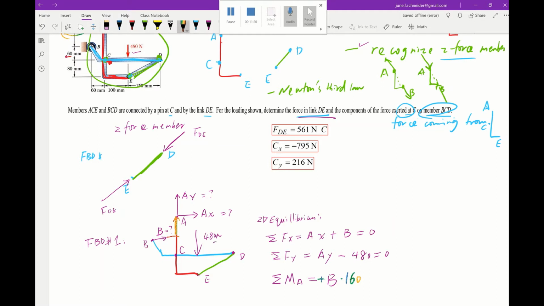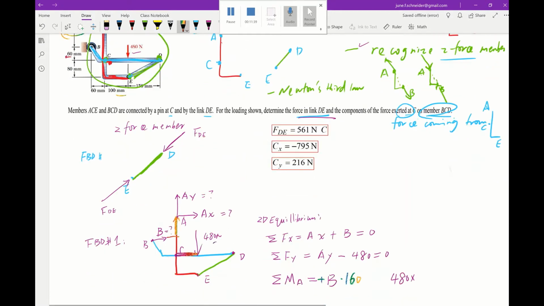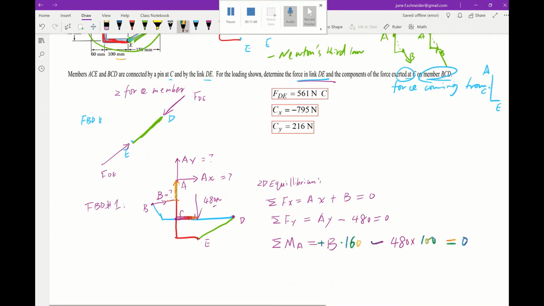Now let's look at 480. Our 480 has its own moment arm as well. And that 480 rotating about A, the moment arm distance will give us 100. And that's a clockwise rotation, so it's going to be minus. That equals 0. So you can go ahead using a calculator or online tool to solve those three unknowns, like how we did before using Wolfram.